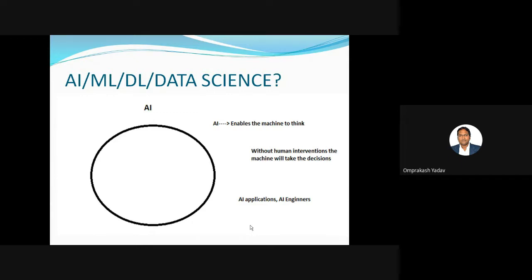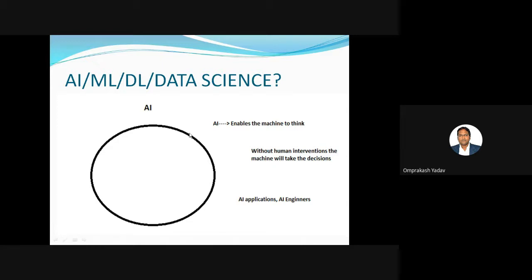When I say artificial intelligence, what does it allow you to do? The main focus of artificial intelligence is to turn the machine to behave like a human being. The machine should be able to think the way we think, the way we learn. The machine should be able to learn. This is the main goal of any AI domain. If you are doing any AI project, this will be the main goal: how we can turn the machine to think, behave, and learn like a human being. Without human intervention, the machine will take the decisions. This is the main task of any AI application.